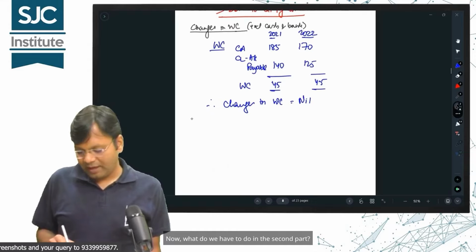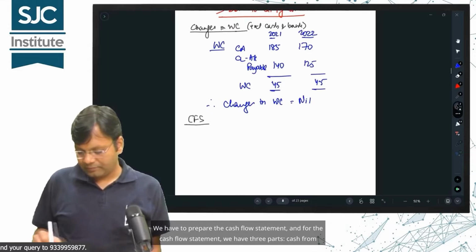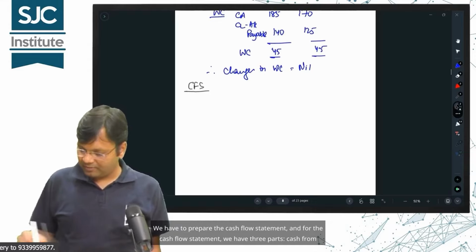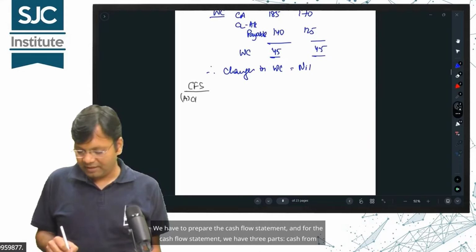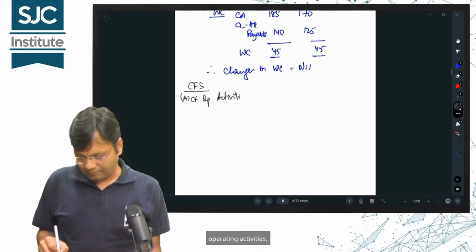Now, what do we have to do in the second part? We have to prepare the cash flow statement, and for the cash flow statement, we have three parts: cash from operating activities.